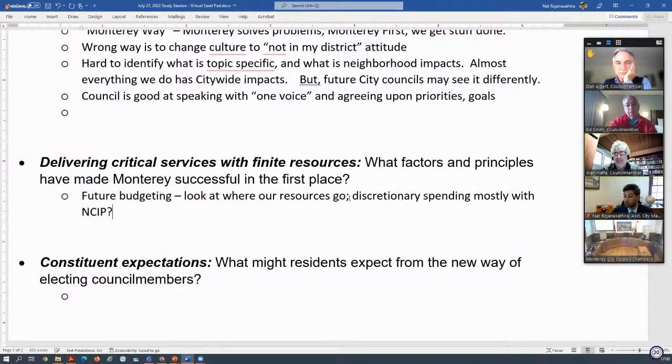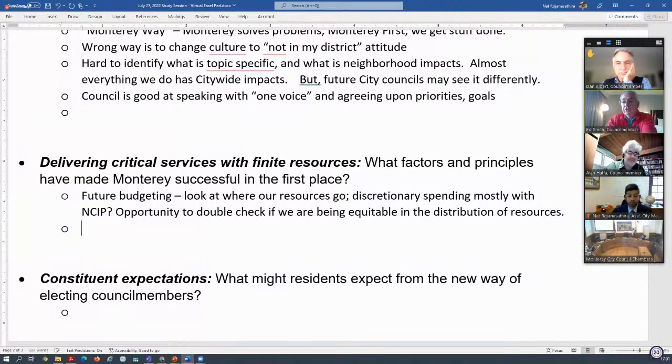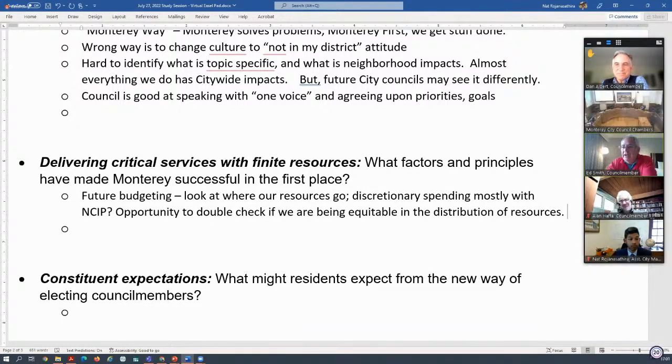I do think that this is an opportunity for us to double check that while we are speaking with one voice and looking at the whole city, we are being equitable in the distribution of our resources. I think we are, but I don't know for a fact, I guess. Sounds like a future project for the Naval Postgraduate School, to look at the results of districting in our budget.